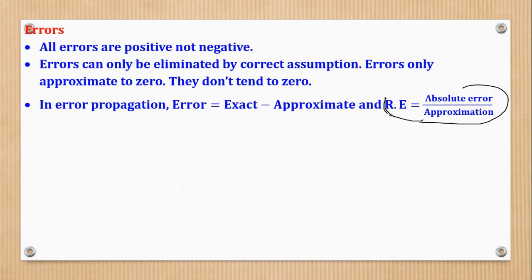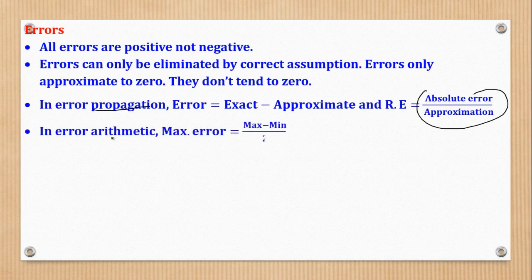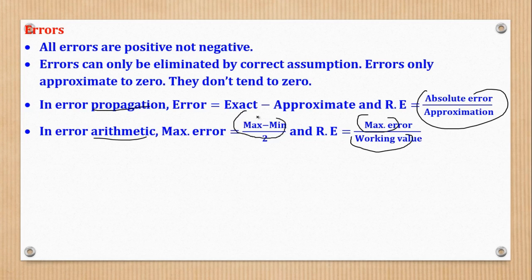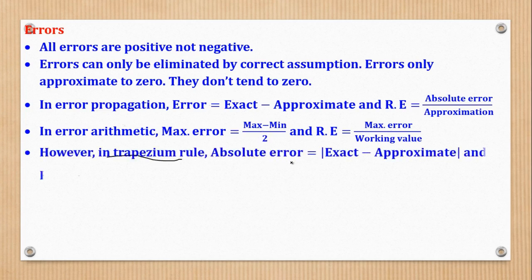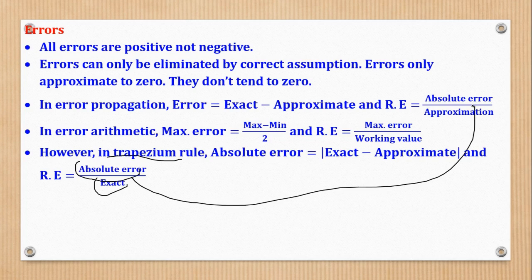Now this word relative error differs from topic to topic, meaning that before you code the formula, you have to know which part you are dealing with. For example, in error propagation, you have seen that it is absolute over approximate. What about in error arithmetics? There it is maximum error over working value, where maximum error is maximum minus minimum divided by 2. What about in trapezium rule? In trapezium rule, it is absolute error over exact. I think you realize here it was error over approximate, here it is over exact. So you should first know the topic you are in, then you can quote a correct formula.